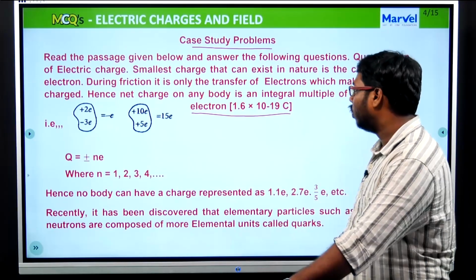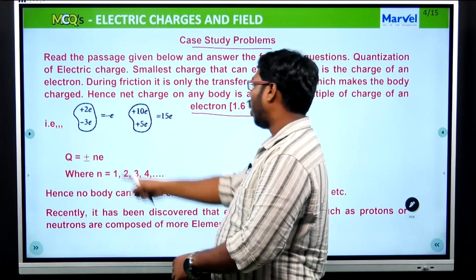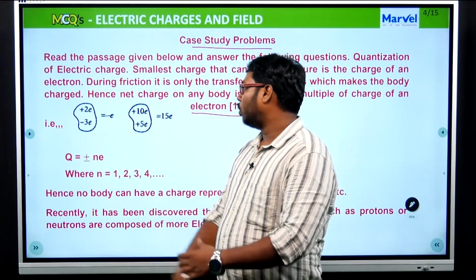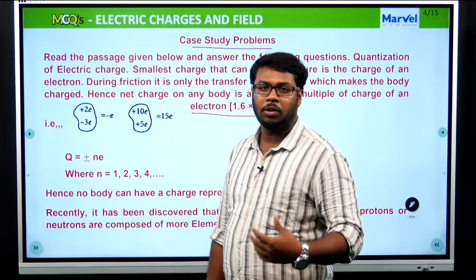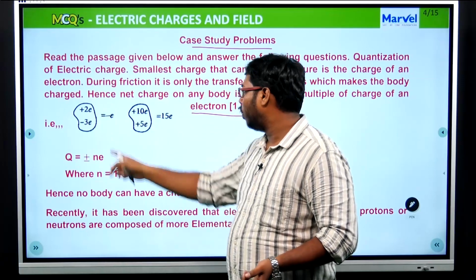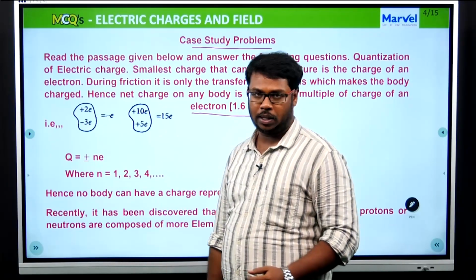Note it down. Then they have given you a couple of diagrams. Here you have positive 2e and you have negative 3e. So, what is the total charge of this body? You have to just algebraically add them. So, minus 3 plus 2 will give you minus 1. So, the total charge in here is minus e.